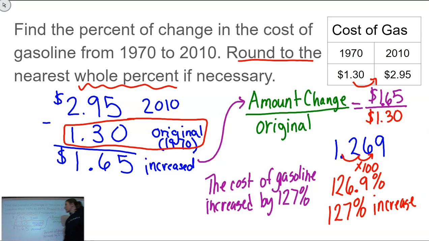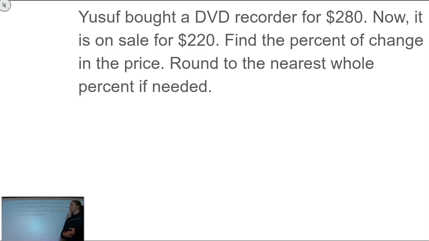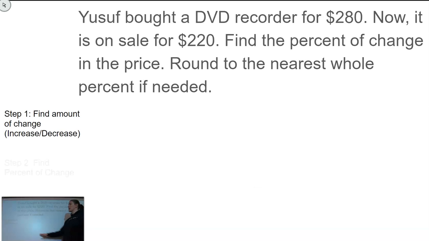Let's go to the next question. All right, here's our next question. Yusuf bought a DVD recorder for $280. Now it is on sale for $220. Find the percent of change in the price, round to the nearest whole percent if needed. So first, we need to find the amount of change. Did it increase, or did it decrease?